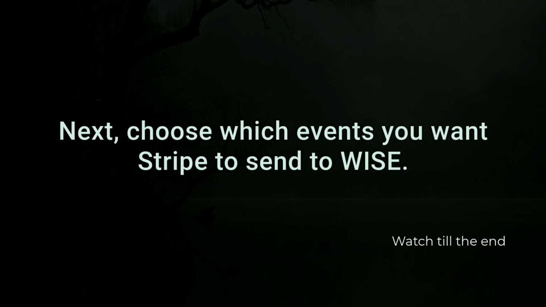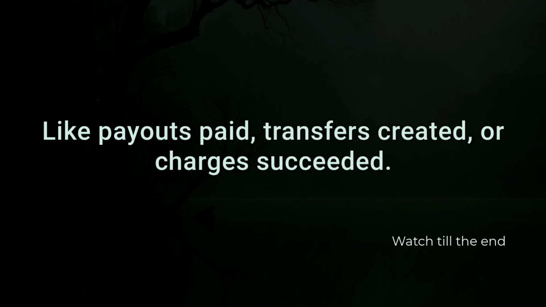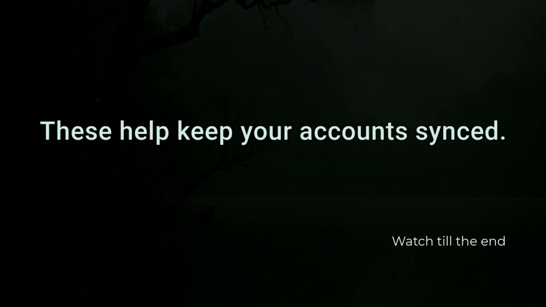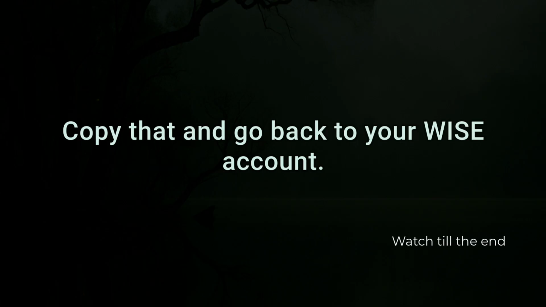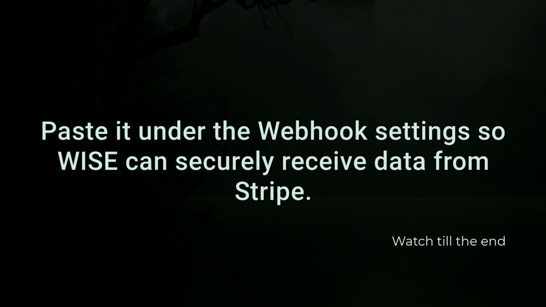Next, choose which events you want Stripe to send to Wise, like payouts paid, transfers created, or charges succeeded. These help keep your account synced. After saving the endpoint, Stripe will generate a secret signing key. Copy that and go back to your Wise account. Paste it under the webhook settings so Wise can securely receive data from Stripe.